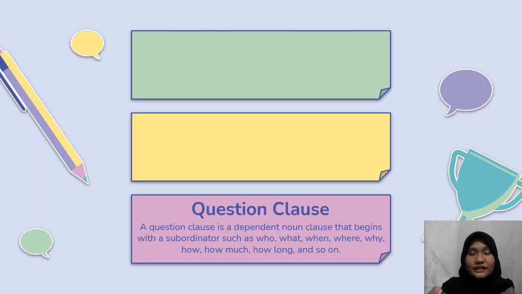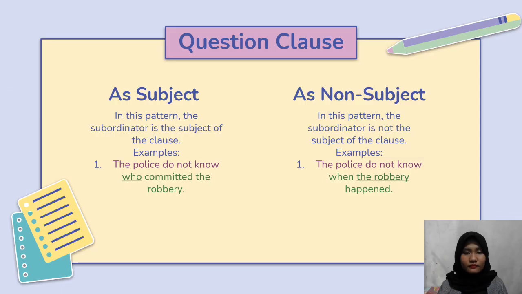Next, we have the third type of the noun clause, that is the question clause. A question clause is a dependent noun clause that begins with a subordinator such as who, what, when, where, why, how much, how long, and so on. A question clause is not formed as an interrogative sentence, but rather as a positive sentence. To understand it more, I'll give you examples.